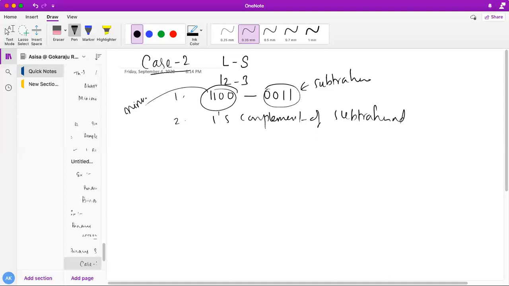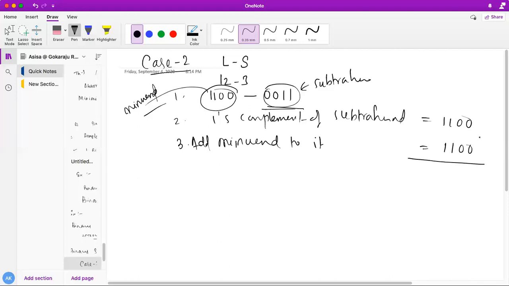I am just going to perform the 1s complement of this subtrahend, which is nothing else but 1100, since 0011 is the subtrahend. So I have just performed the 1s complement. Then next, I add the minuend to it. Whatever result I obtained as the 1s complement of the subtrahend, I am going to add the minuend to it. Very simple: 0 plus 0 is 0, 1 plus 1 is 0 with carry 1, 1 plus 1 is 1 with carry 1. So see here, I have obtained a carry of 1.